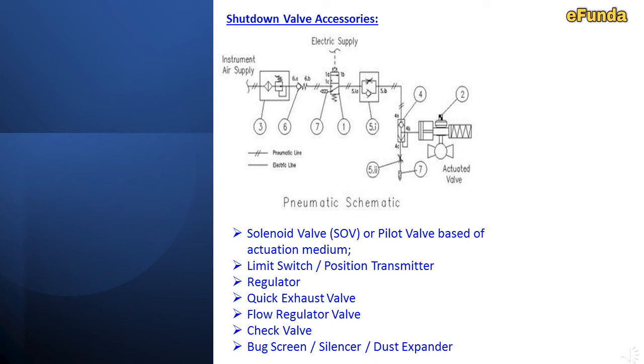The regulator for setting the supply, the quick exhaust valve for exhaust of the fluid so as to achieve quick shutdown of the actuated ball valve, the flow regulator which will give the regulated supply, and some check valves as well as the bug screen, silencer or dust excluder, based on the application criticality. This is how the complete valve design is performed in an engineering organization.